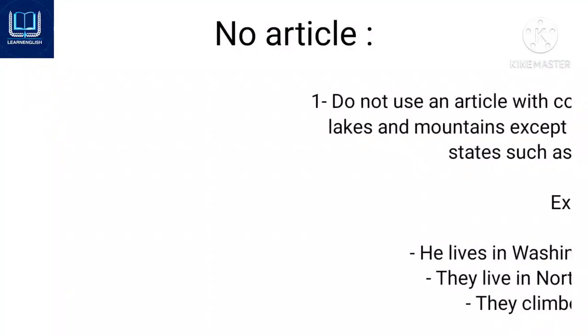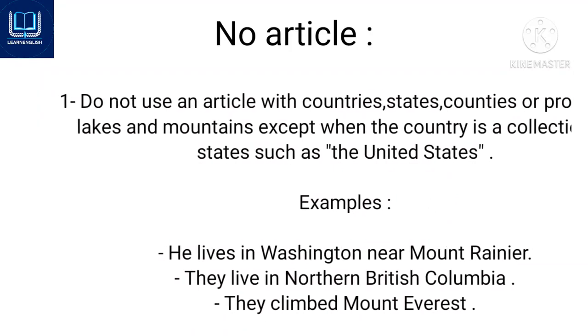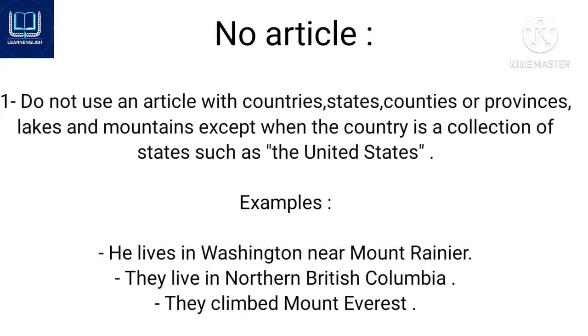No article. Do not use an article with countries, states, counties, provinces, lakes, and mountains, except when the country is a collection of states, such as the United States. Examples: he lives in Washington near Mount Rainier. They live in northern British Columbia. They climbed Mount Everest.